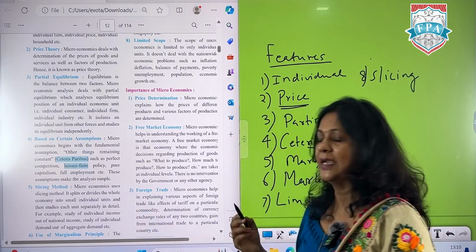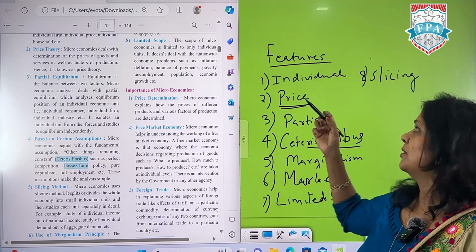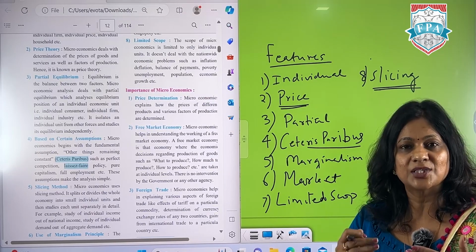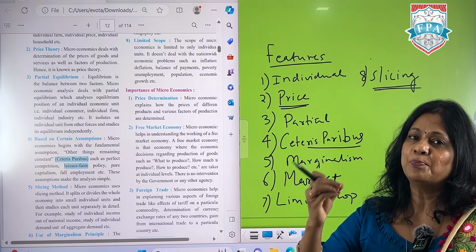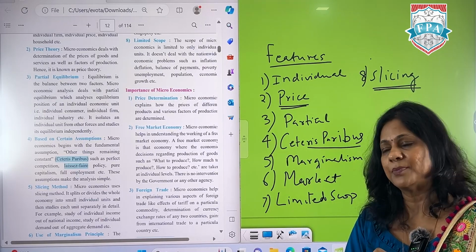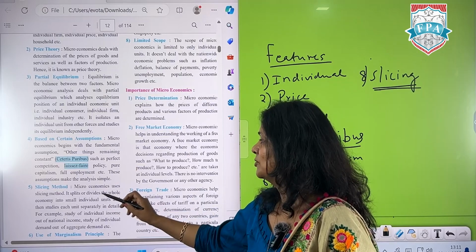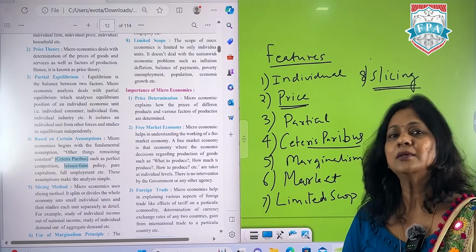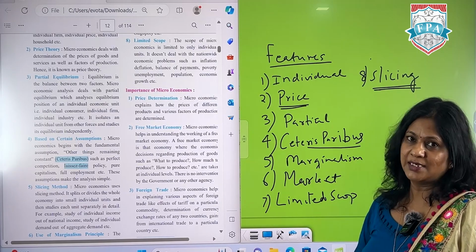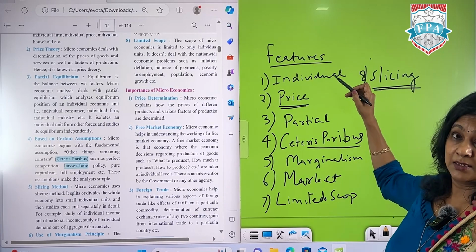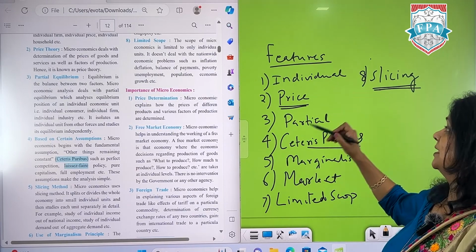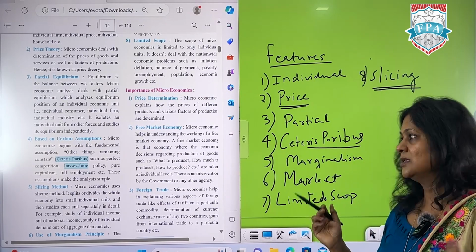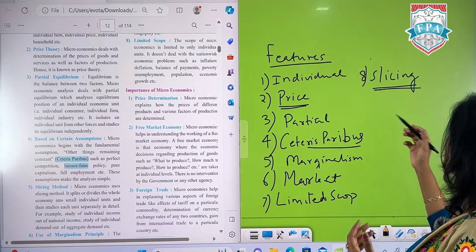So if you want to write down the feature of microeconomics, how can you ignore this fact that microeconomics is a slicing theory? We are slicing each part and trying to find out a relationship. So microeconomics is all about splitting the whole economy into small individual units and then trying to find out a relationship. So the crux now is, guys, I think all of you have understood, microeconomics is all about studying individual units, it's all about studying product pricing, partial equilibrium, ceteris paribus, marginalism, market structures, limited scope and slicing.